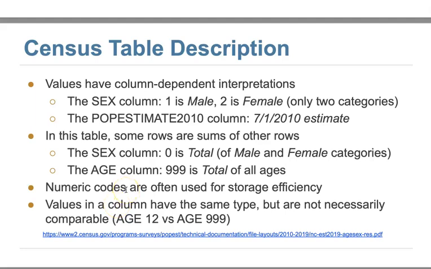Numeric codes are usually used for storage efficiency. For example, if instead you put male and female in that sex column, searching by the string or doing calculations or some manipulation on the string will not be easy. So a lot of the time, if you only have a few categories, we just use numbers.